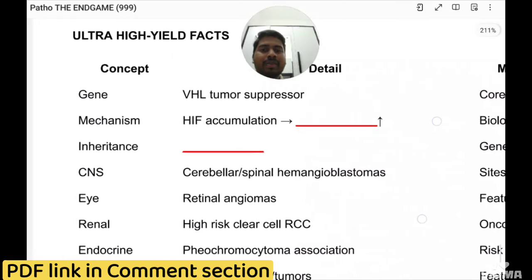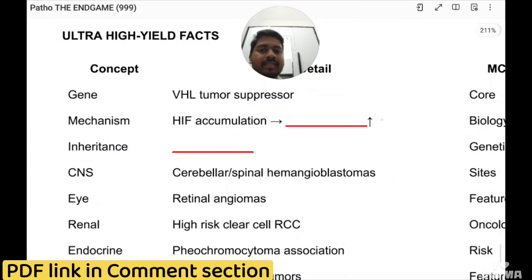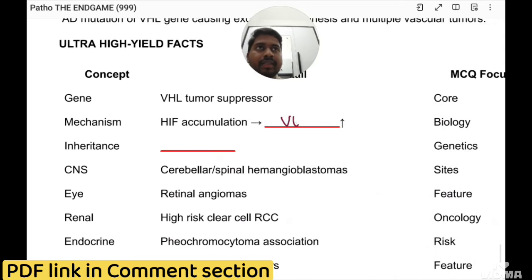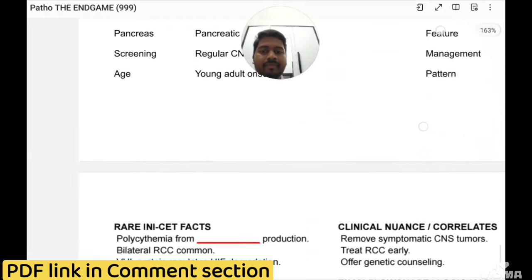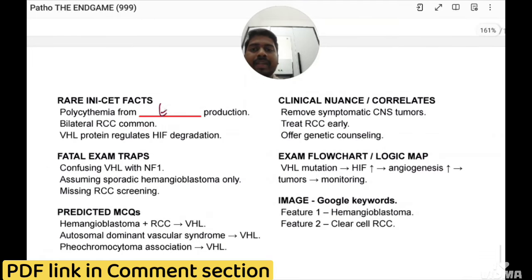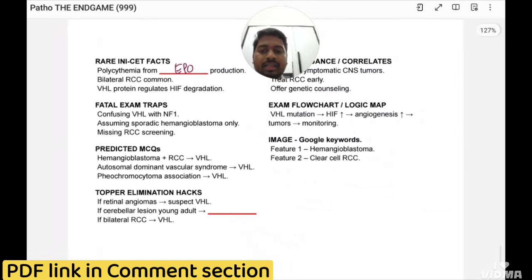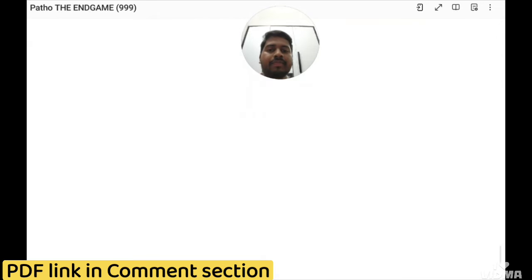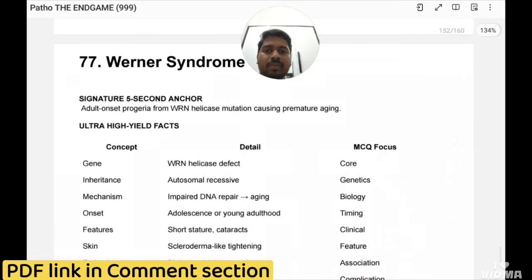So mechanism is HIF accumulation causes increase in VEGF. VEGF is increased. Inheritance is autosomal dominant. Next, polycythemia from erythropoietin overproduction. And if cerebellar lesions are seen in young adult, think of VHL. You have to rule out VHL. Okay, next we'll go to Werner syndrome.